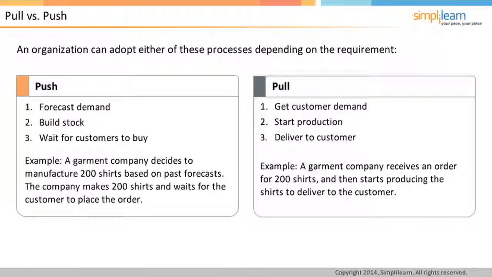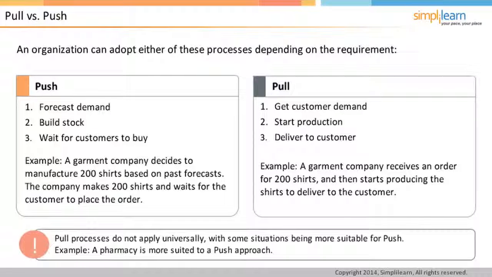If the garment company adopts a pull process instead, it would start making the shirts only after receiving a confirmed demand from customers. Note that although the pull approach seems better, it is not applicable to all situations. For example, a pharmacy uses a push process. In the next screen, we will learn about theory of constraints.